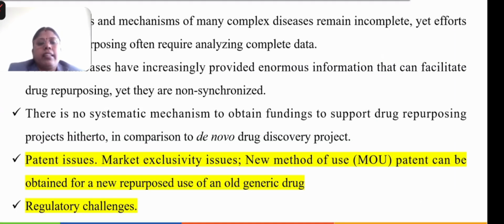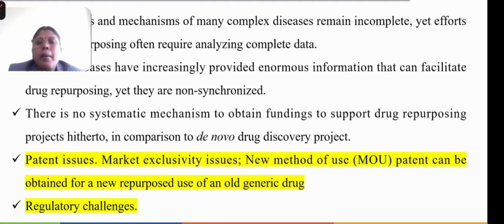Of course, drug repurposing has its own limitations. The first limitation is, though so many pathways and so many mechanisms are explored, there are some diseases for which the mechanisms are not explored. The pathways are not known. So the pathways and mechanisms of many complex diseases remain incomplete, and efforts for drug repurposing often require analyzing complete data. And the second one, as I told already, is that we are completely relying on the databases.